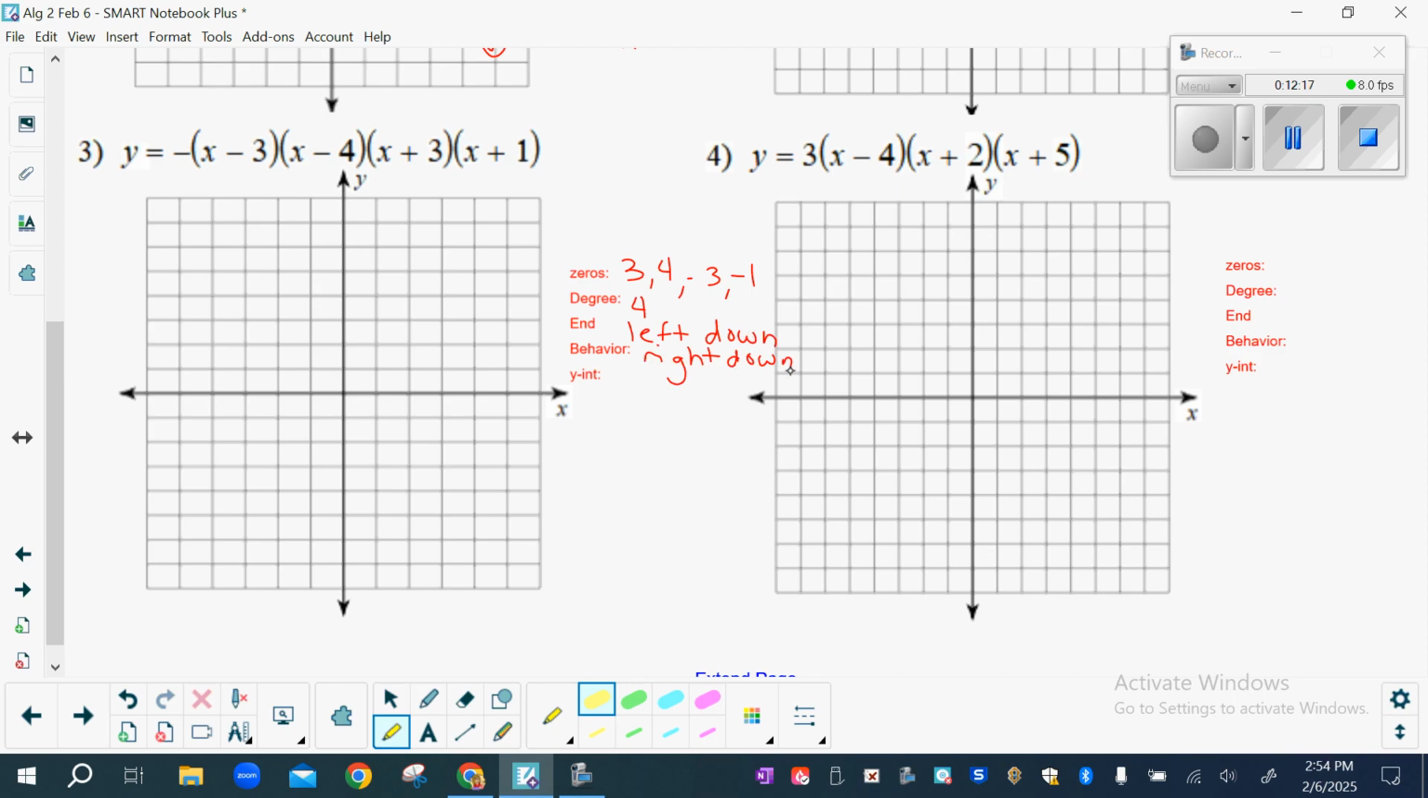Does that make sense? Even degree, A is negative. This is assumed to be a -1 in the front. That's your A. This is like a -1. Does that make sense? Okay. So my y-intercept. Frequently mistakes are made on one like this, where we just have a negative in the front. So don't forget to include that.